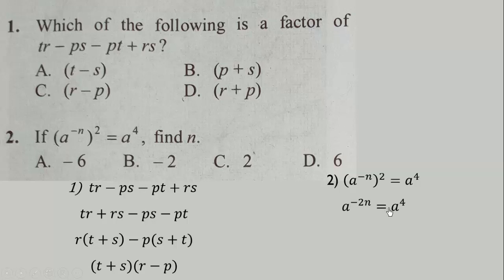The bases are the same, so we equate the exponent. Negative 2n is equal to 4. When we divide both sides by negative 2, we get n to be negative 2. So the correct answer is option B.